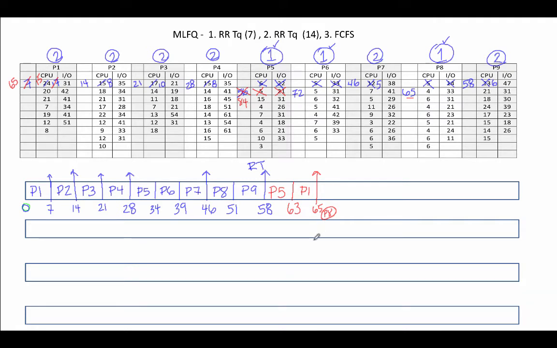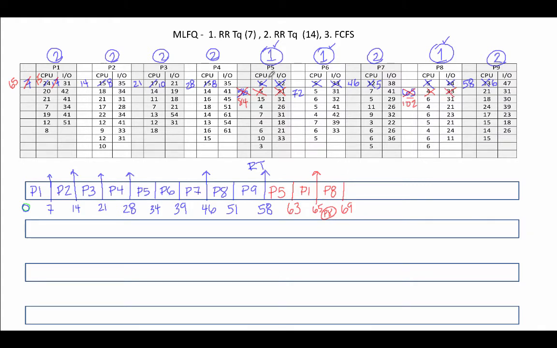Now the current time is 65, and we can run P8. P8 is a level 1. It has a CPU burst of 4 time units, so it will remain a level 1. It will stay on the CPU until time 69, and then it will go out to I/O for 33 time units. So it will come back into the ready queue at time 102. Now the current time is 69.